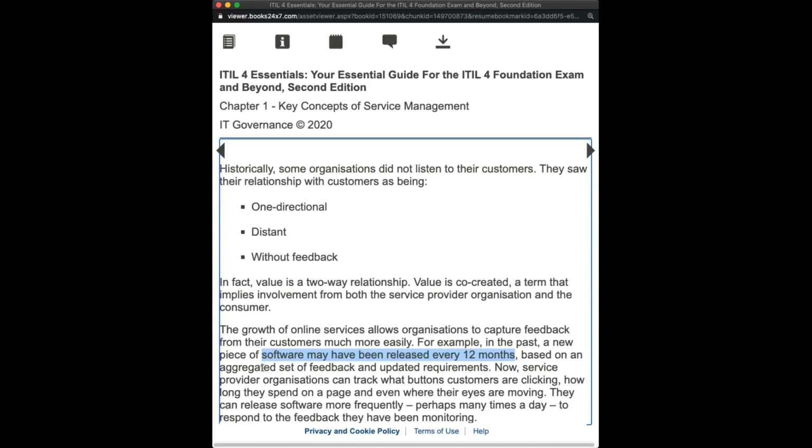And what's interesting with that is I also experienced where they did have a tracking mechanism where there was a camera tracking my eye movements in the monitor as well as the clicks, right? So that was very interesting. So they can release the software more frequently, perhaps many times a day, to respond to the feedback they have been monitoring. And again, this is possible if we are using the agile methodology where you grab feedback and improve your process right away.